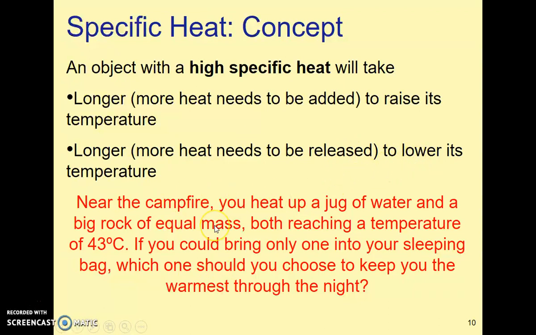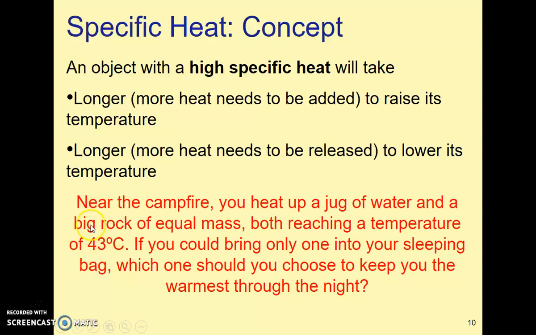So here's an example. Let's say you're going camping and there's a campfire and you're cold, and so you heat up both a jug of water and a rock of equal mass, and you heat them both up to 43, and then you're ready to go to bed and you want to bring one into your bed with you because you're cold. I don't know why, but now the question is, which one would keep you warmer? And just to let you know, water has a higher specific heat than the rock.